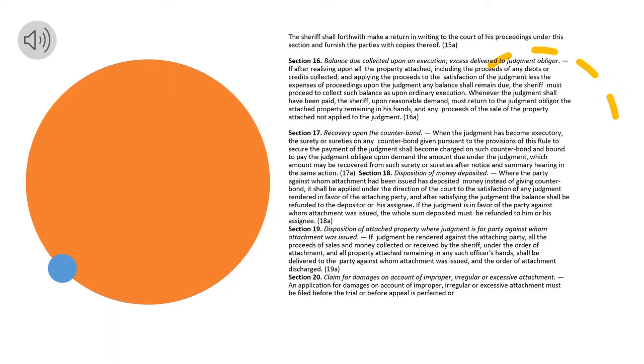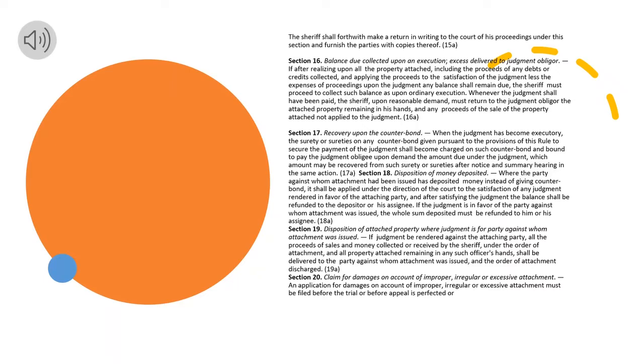18a. Section 19. Disposition of attached property where judgment is for party against whom attachment was issued. If judgment be rendered against the attaching party, all the proceeds of sales and money collected or received by the sheriff, under the order of attachment, and all property attached remaining in any such officer's hands, shall be delivered to the party against whom attachment was issued, and the order of attachment discharged. 19a.